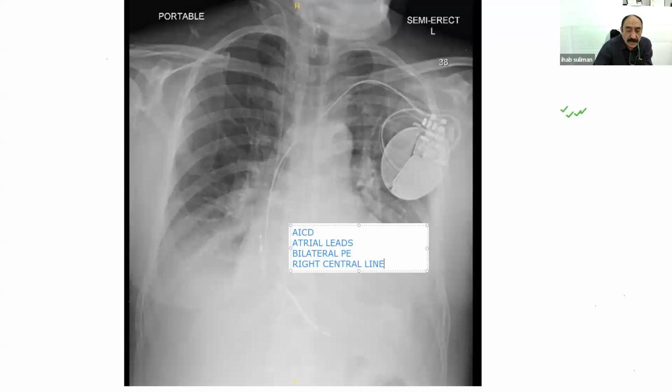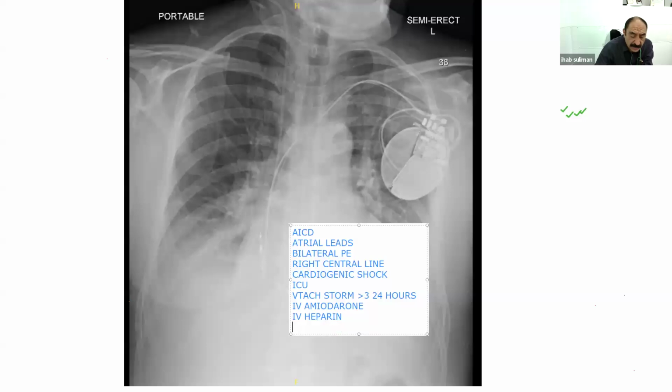So this is a patient who's quite sick with cardiogenic shock, and he is in ICU because of his persistent VTAC. We call it a storm if it occurs more than 3 attacks within 24 hours. The patient is on IV amiodarone, and he's on IV heparin, and the plan for him is to do ablation of the VTAC, which is scar related.